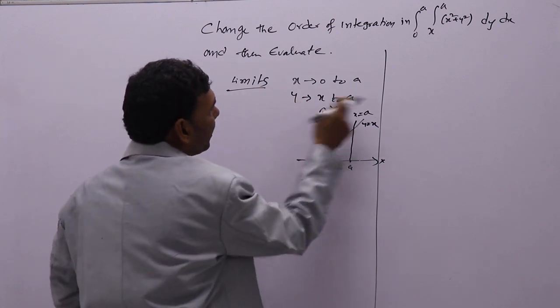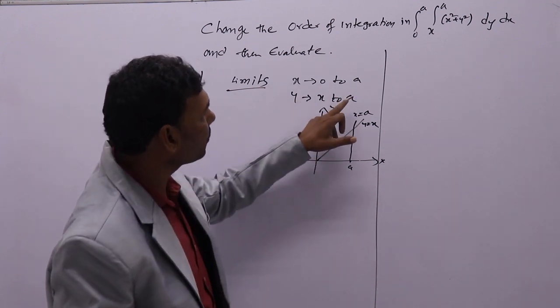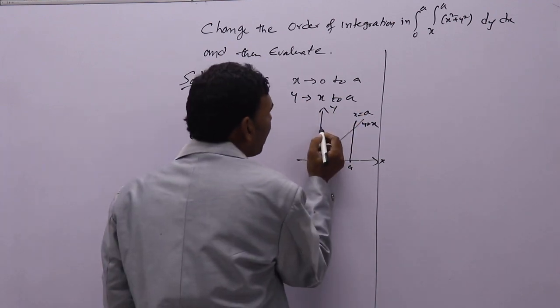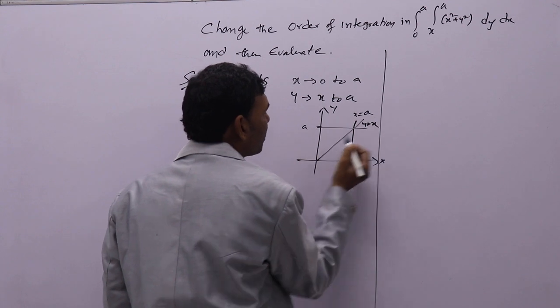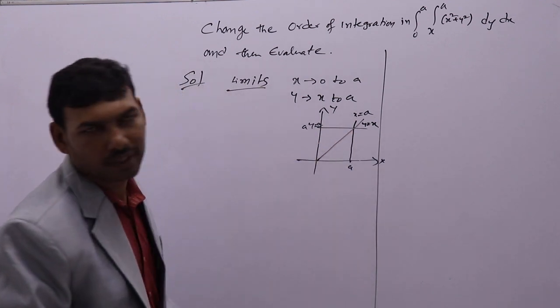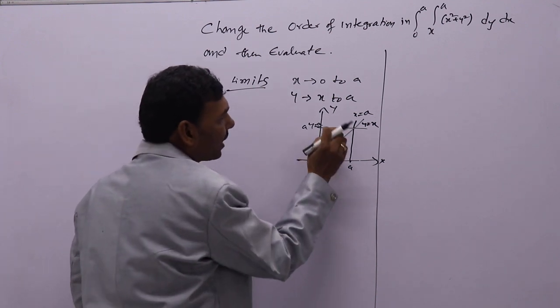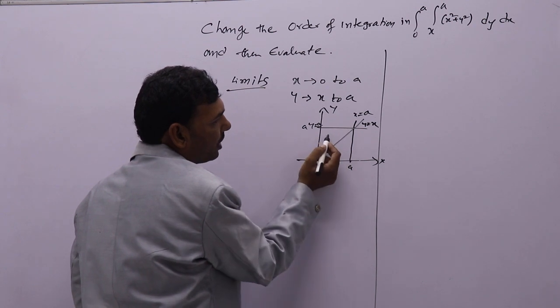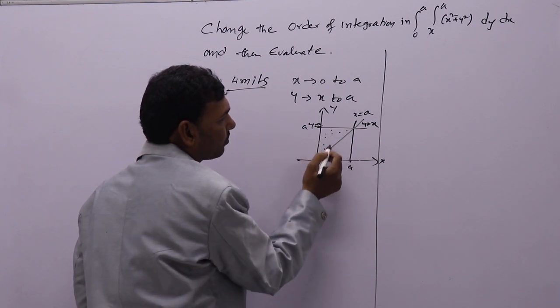Similarly, draw a line y equal to a. Y equal to x is drawn, y equal to a we need to draw. Y equal to a means on the y axis at a units distance you need to draw a line, y equal to a. This is the y equal to a line. Now, the intersecting region including this line will be here. This is the intersecting region.